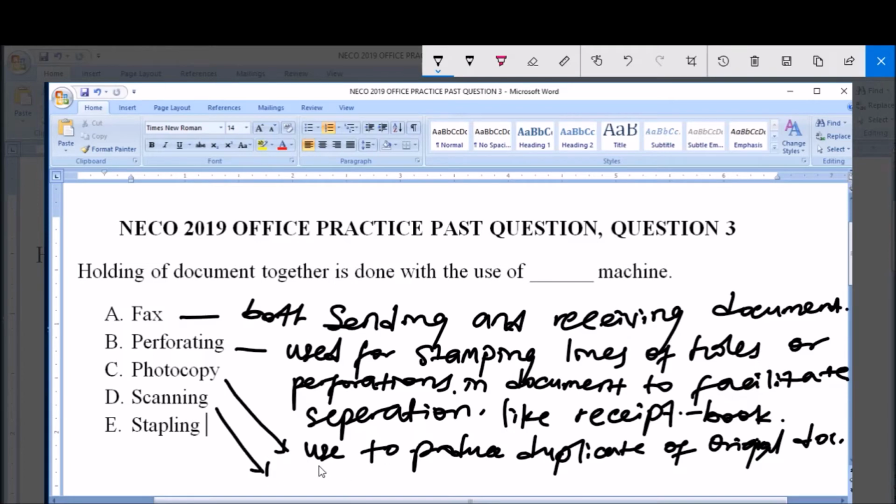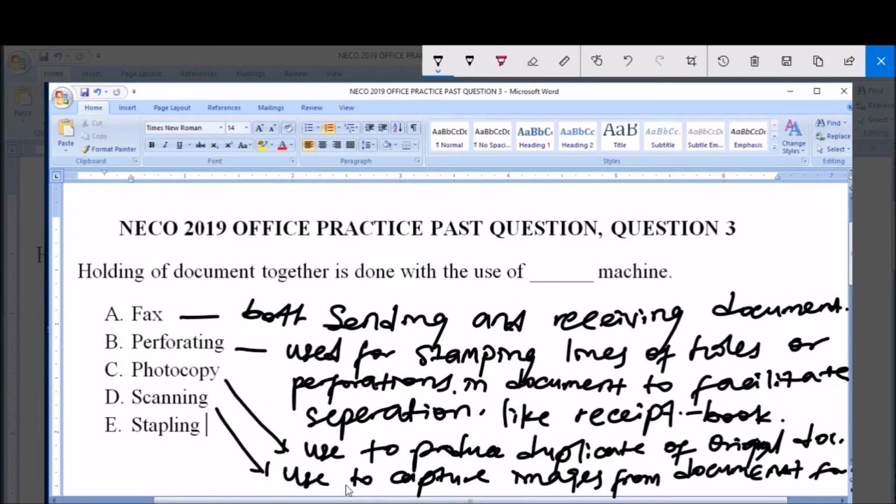Then D says scanning machine. Now scanning machines are used to capture images. They are used to capture images from documents, either from magazines or from bills, from posters, for the purpose of what? Editing them, for editing or display.